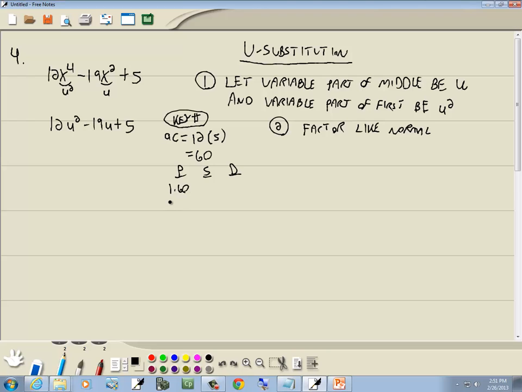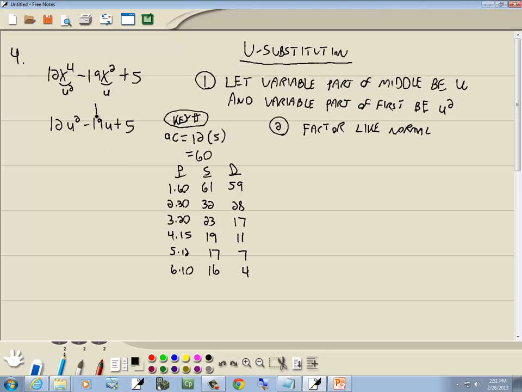So we've got 1 times 60, 2 times 30, write down all products that give us 60: 3 times 20, 4 times 15, 5 times 12, 6 times 10. Add them. 1 plus 60 is 61, 2 plus 30 is 32, 3 plus 20 is 23, 4 plus 15 is 19, 5 plus 12 is 17, 6 plus 10 is 16. Subtract them. 60 minus 1 is 59, 30 minus 2 is 28, 20 minus 3 is 17, 15 minus 4 is 11, 12 minus 5 is 7, 10 minus 6 is 4.